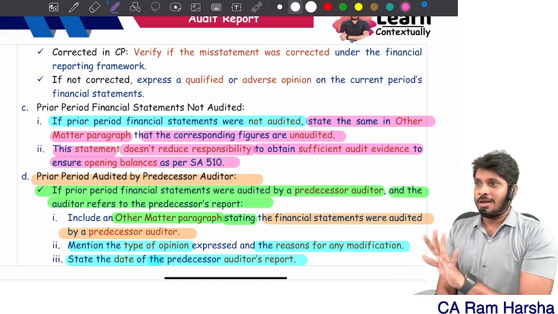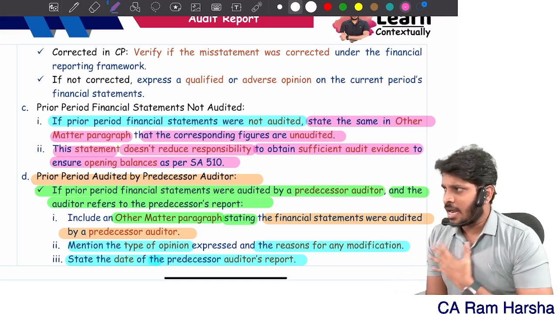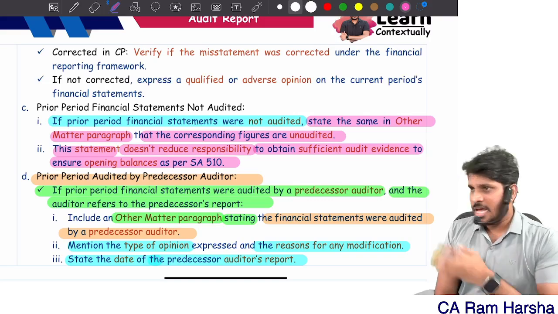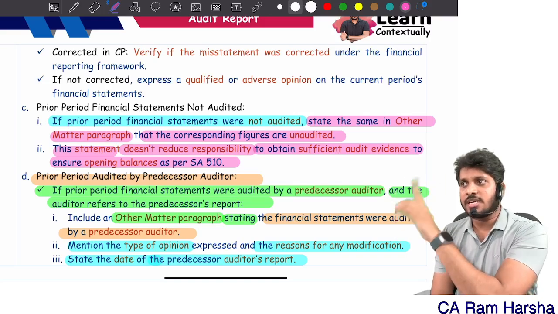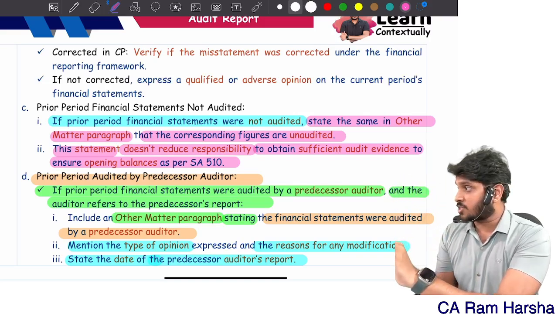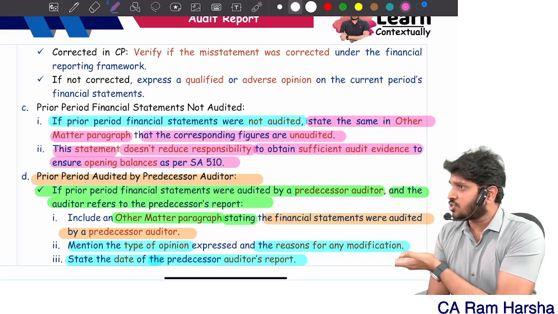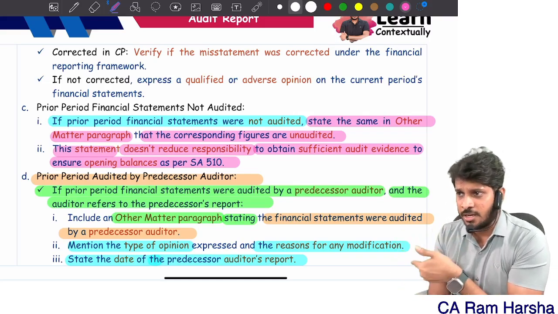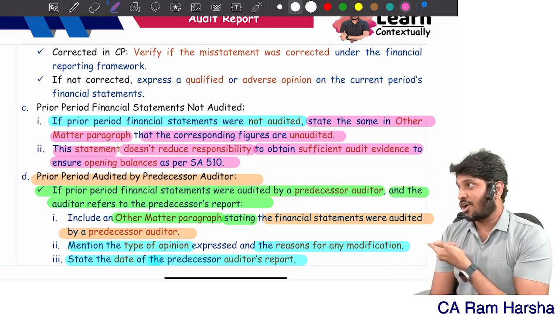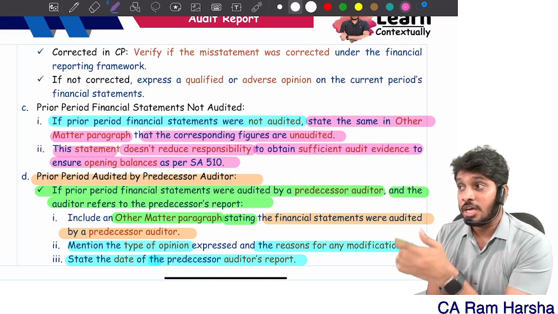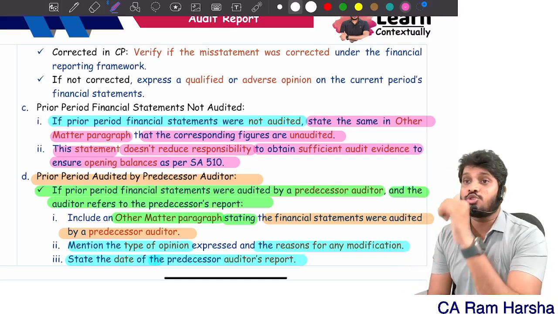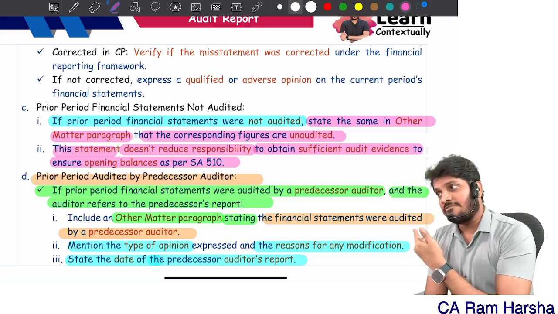See, generally, last year the auditor said everything is true and fair. I also believe it. Last year's opening balances are nothing but closing balances of last year, and last year the auditor gave an opinion that financial statements are true and fair. That itself is evidence for me. But if last year they were not audited, how do I know opening balances are true and fair? You should get evidence on that. How should we get it? We will discuss in 510.